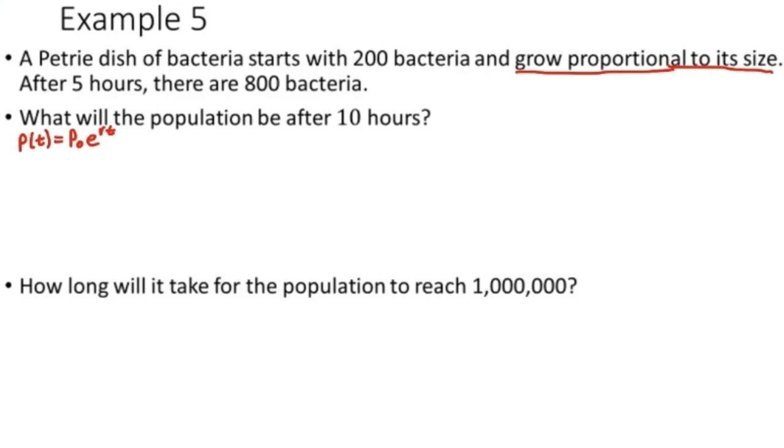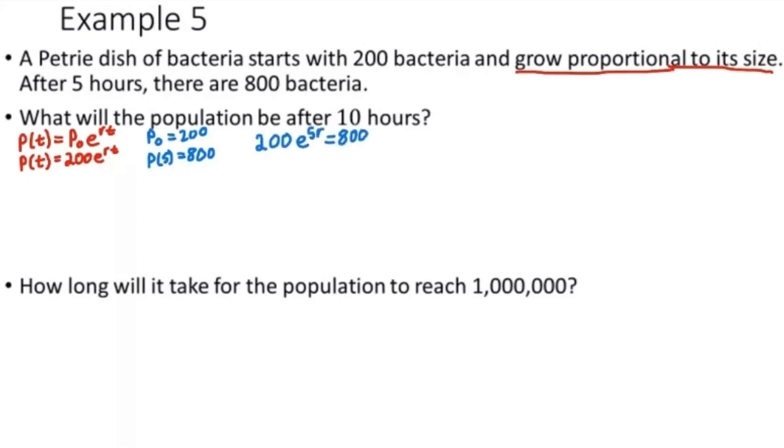If we take a look at the information they also provide us, we're told that the initial population of our petri dish is 200. So P of 0 will be 200. However, they don't give us the rate. They do tell us that after 5 hours, there's 800 bacteria, meaning P of 5 equals 800. Plugging in our initial population, we have P of t equals 200 e to the rt, and we can use the fact that P of 5 equals 800 to figure out the value of r.